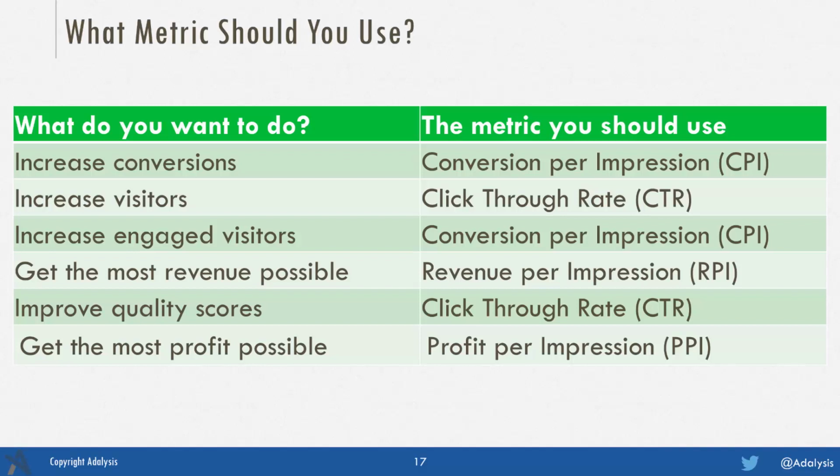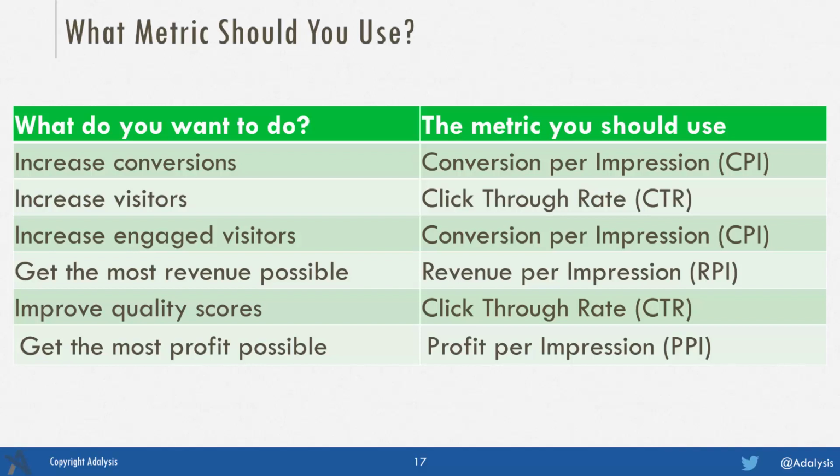If your goal is purely improving quality scores, CTR is one to use. CTR is a very good tiebreaker because the more clicks you get, the more people in your audiences and so forth. So if you got 2 ads almost identical, CTR is a good tiebreaker. If you want the most profit possible, that'd be profit per impression.